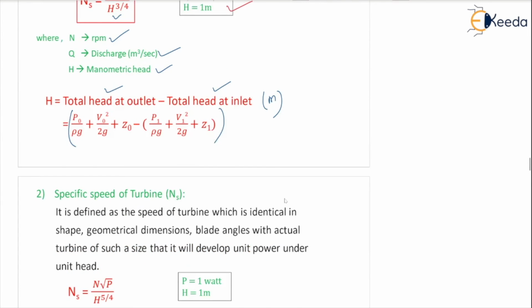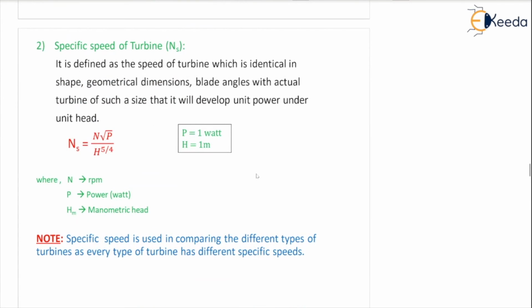Now we are going to see the specific speed of turbine. Almost similar definition. It is defined as the speed of the turbine which is identical in shape, geometrical dimensions and blade angles with the actual turbine. That means we are going to compare with an actual turbine of such a size that it will develop unit power under unit head. This is the condition. So power developed will be unit power and unit head. And mostly we are using 1 kilowatt.